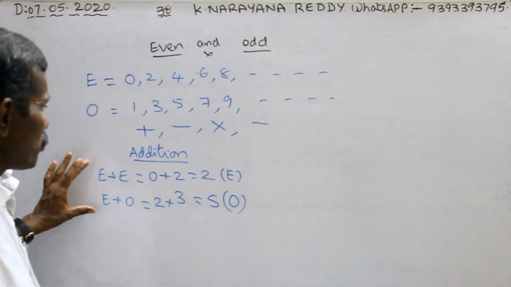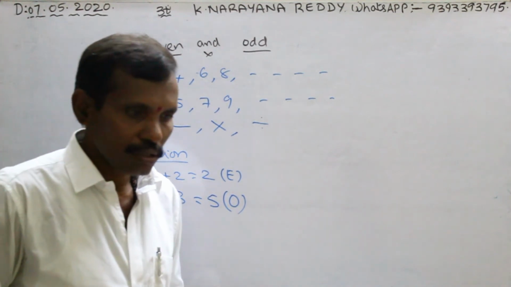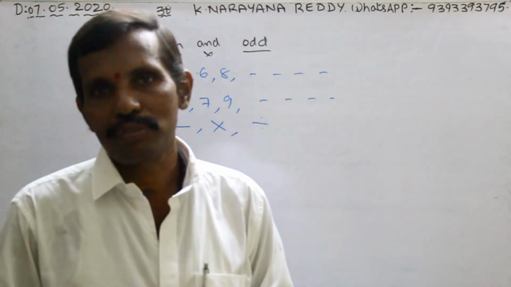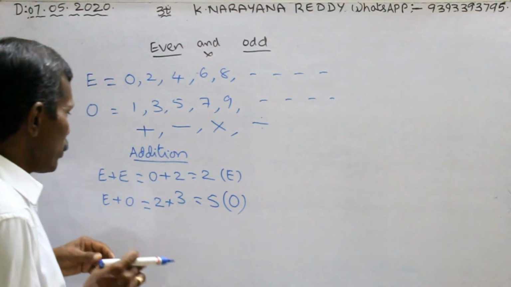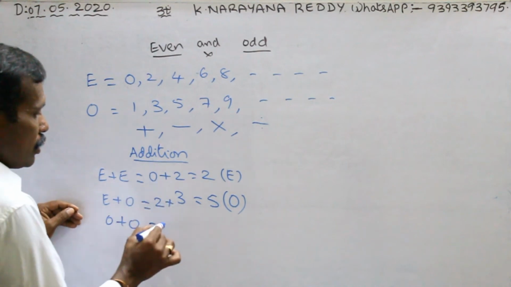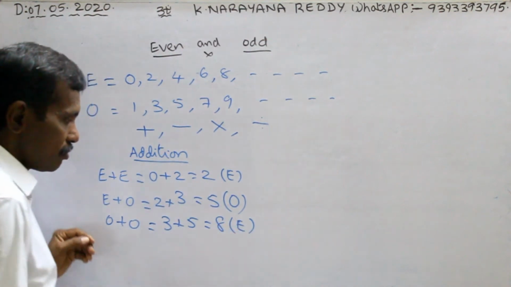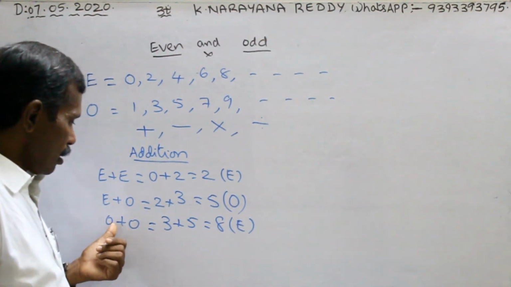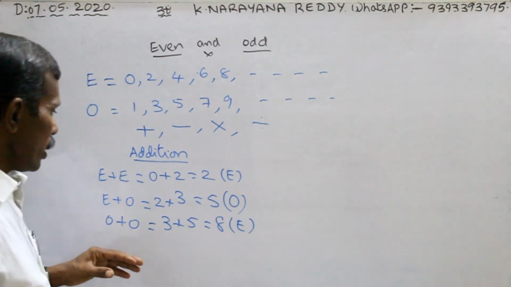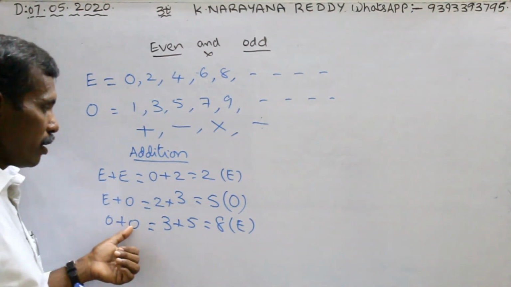Okay. Please observe this. These are very important in banking exams or some competitive examinations. These are tricks which are used in banking exams or competitive exams. So please remember this. In the same manner, odd plus odd, 3 plus 5 equals 8. That is even. Got the point? In this way, you can add even to even, even to odd, odd to odd.